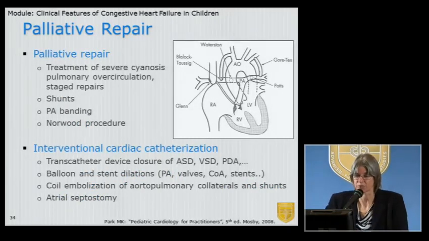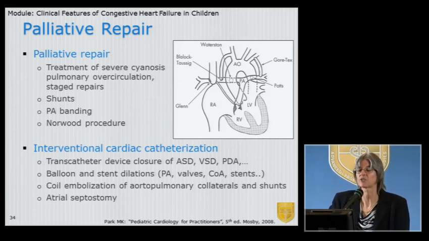All right, what are we talking about when we think about a palliative repair? These are temporary repairs that improve the situation a little bit, but they are not really fixing the underlying problem. They are used to treat severe cyanosis, to improve pulmonary blood flow, or to restrict pulmonary overcirculation, and they are usually parts of staged repairs. Shunts, PA banding, or the Norwood procedure are palliative repairs.